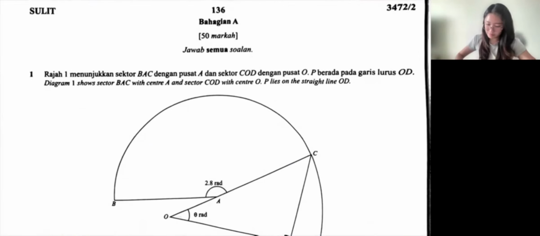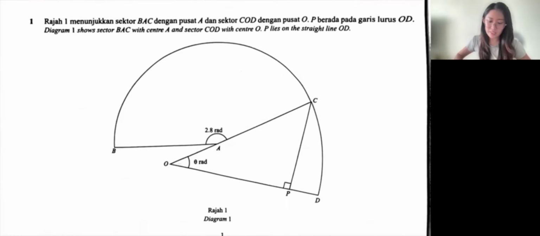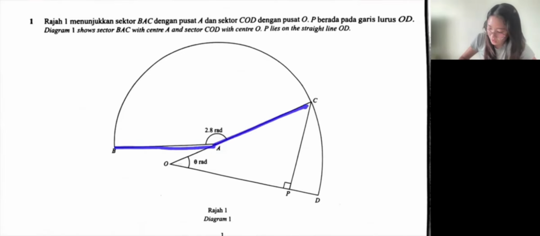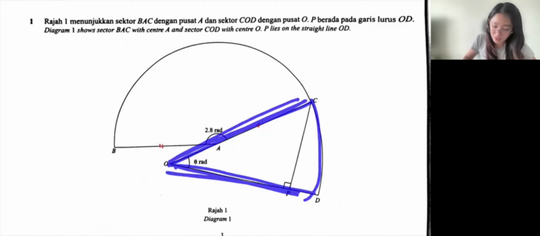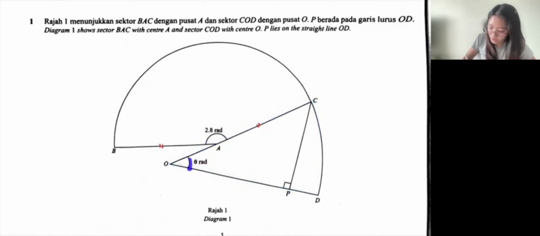This is circular measure. Diagram 1 shows the sector ABC, BAC with center A over here, meaning BA and AC will be your radius. These two are the same lines, same length. Then sector COD is here, so these two radii will also be the same length, giving you an angle theta radian. Then P lies on the straight line OD, and you have a right angle triangle here.